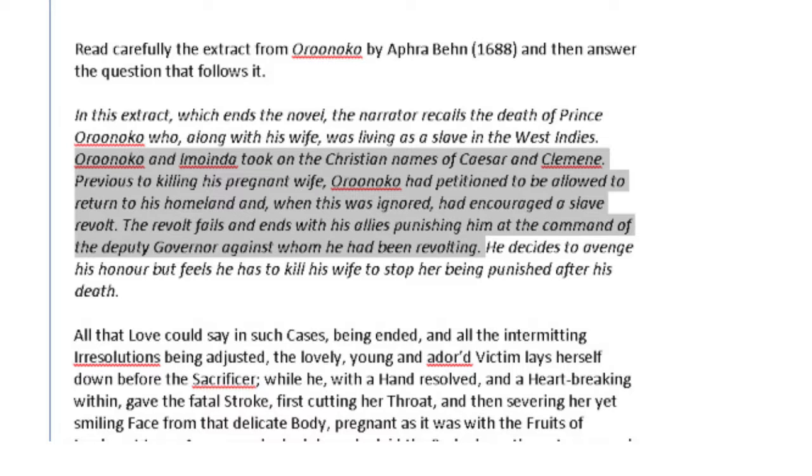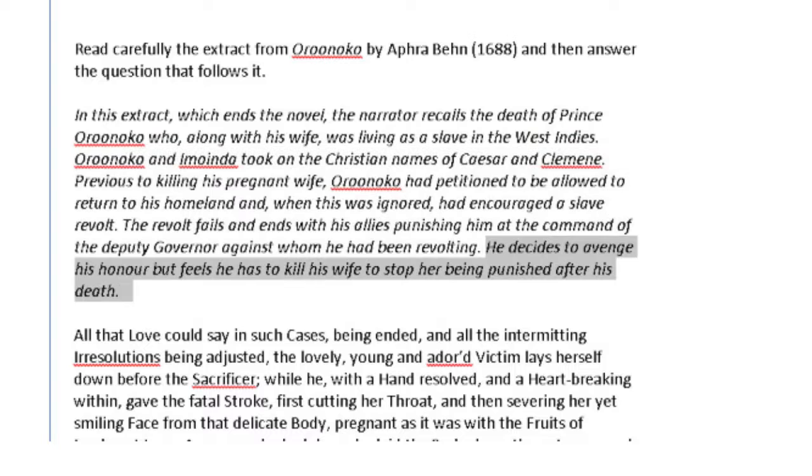Previous to killing his pregnant wife, Urunuko was petitioned to be allowed to return to homeland, and when this was ignored, had encouraged a slave revolt. The revolt failed and ends with his allies punishing him at the command of the deputy governor against whom he had been revolting. He decides to avenge his honour, but feels he has to kill his wife to stop her being punished after his death.